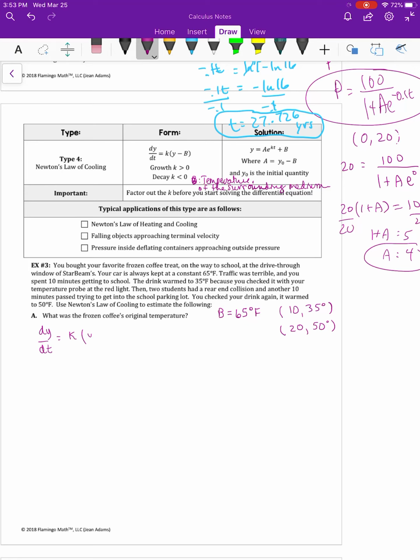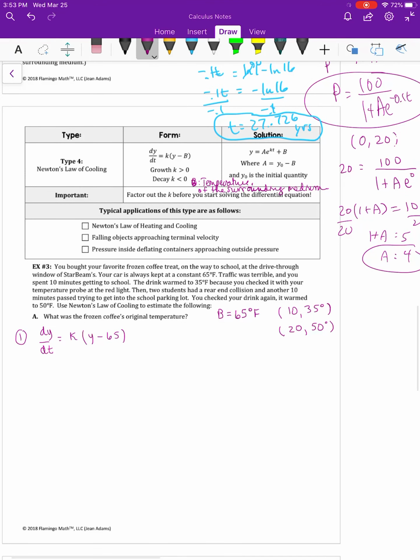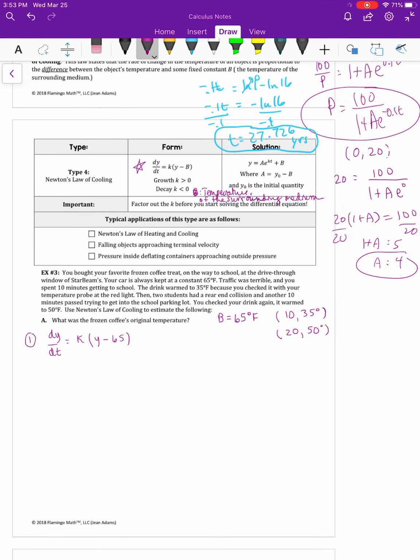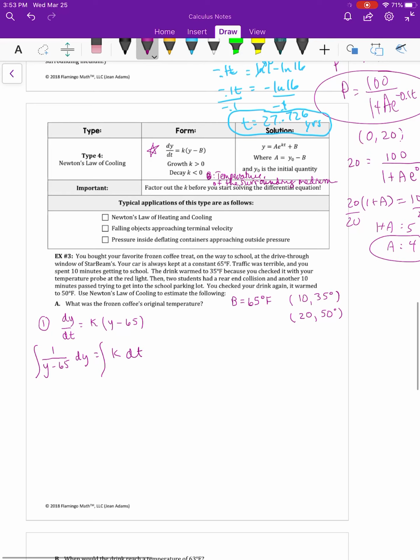So if I know that my differential equation, dy/dt, for Newton's law of cooling is some k times y minus whatever my temperature of my surrounding medium is, this is my initial differential equation based on this form right here, okay? I don't know k. We're gonna split this up. We want everything with a y on one side, so I'm gonna divide by y minus 65 and keep my dy here. I'm gonna multiply by dt. I'm gonna integrate, which is what we've been doing when we separate. And so this is going to be the natural log of the absolute value of y minus 65 is equal to kt plus c.